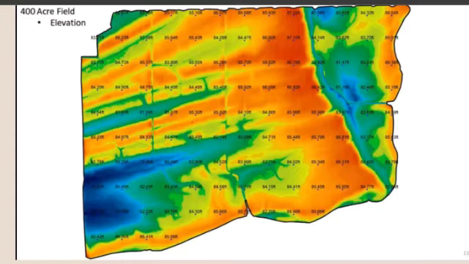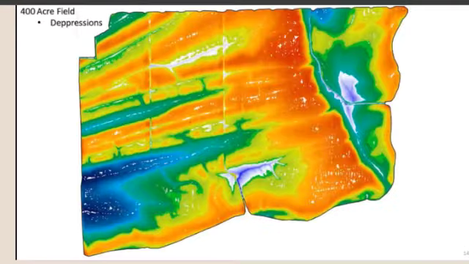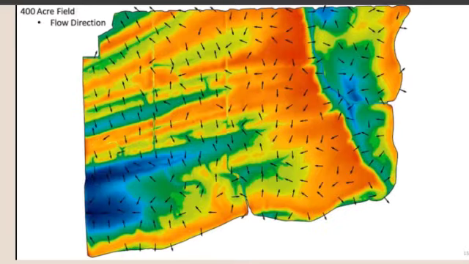You can see how much of a drop you have. Then you can apply a different filter to look at the depressions. So this gives you an idea of where you're holding water in your field to help you with drainage designs. Another filter that you can apply to it is flow direction. So this gives you an idea of how the water flows off of your ridges into your drainage areas and ditches.